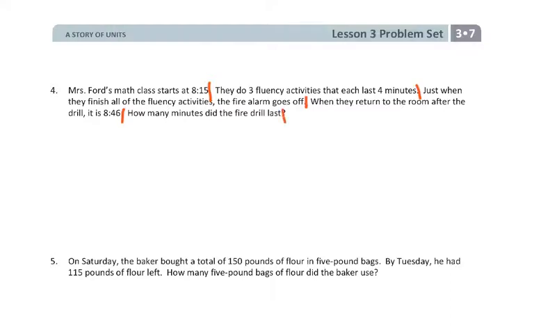Okay. So I'm going to draw a number line, or kind of a timeline. I'm going to start at 8 o'clock on my timeline. And we're going to go to 9 o'clock.